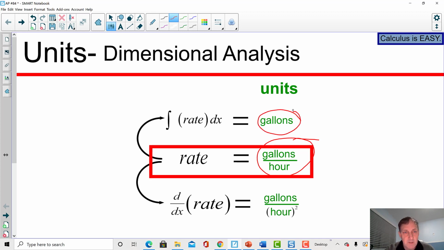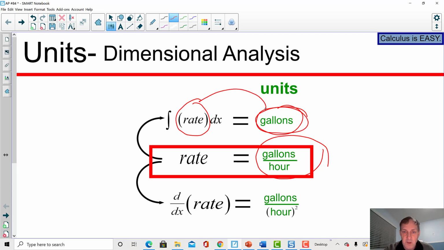So if our rate had these units, then the integral of that rate would give us units that were just gallons. Now that's going to be important because sometimes if you don't understand the question, you could pay attention to the units and it'll help you understand what to do. So if you were looking for gallons as your final answer, and you had a function that had units of gallons per hour, you're probably going to need to do the integral of that function, and then you'll end up with gallons.